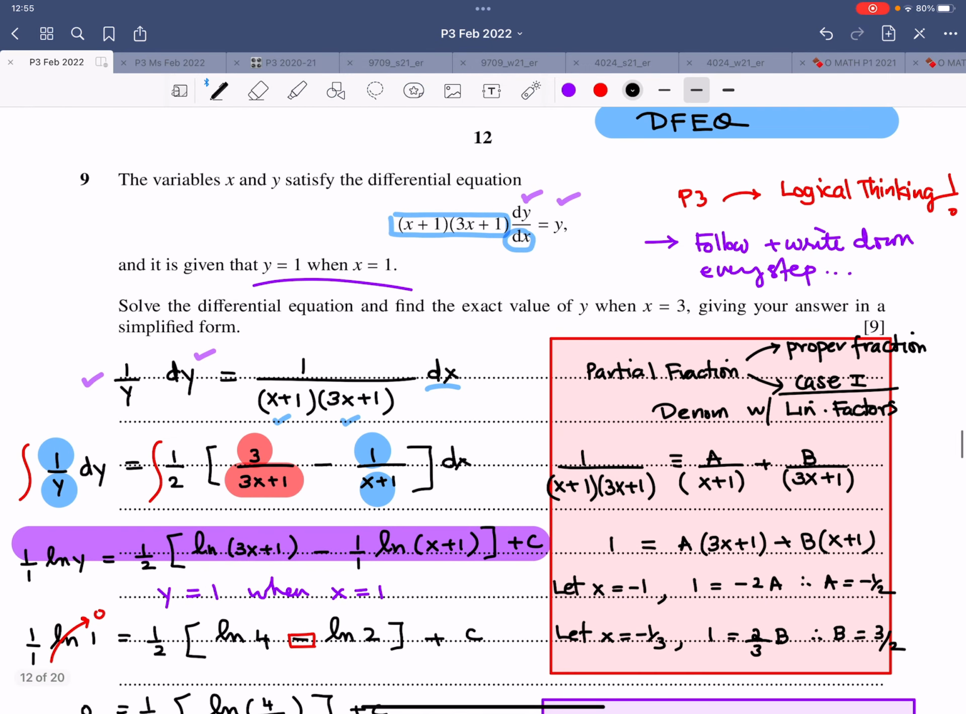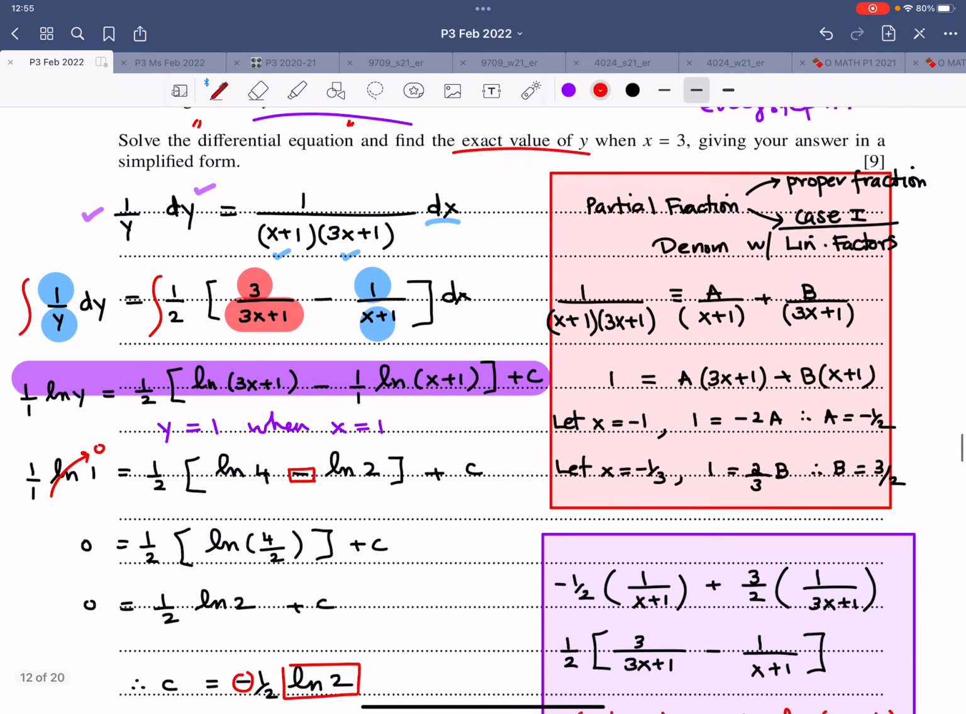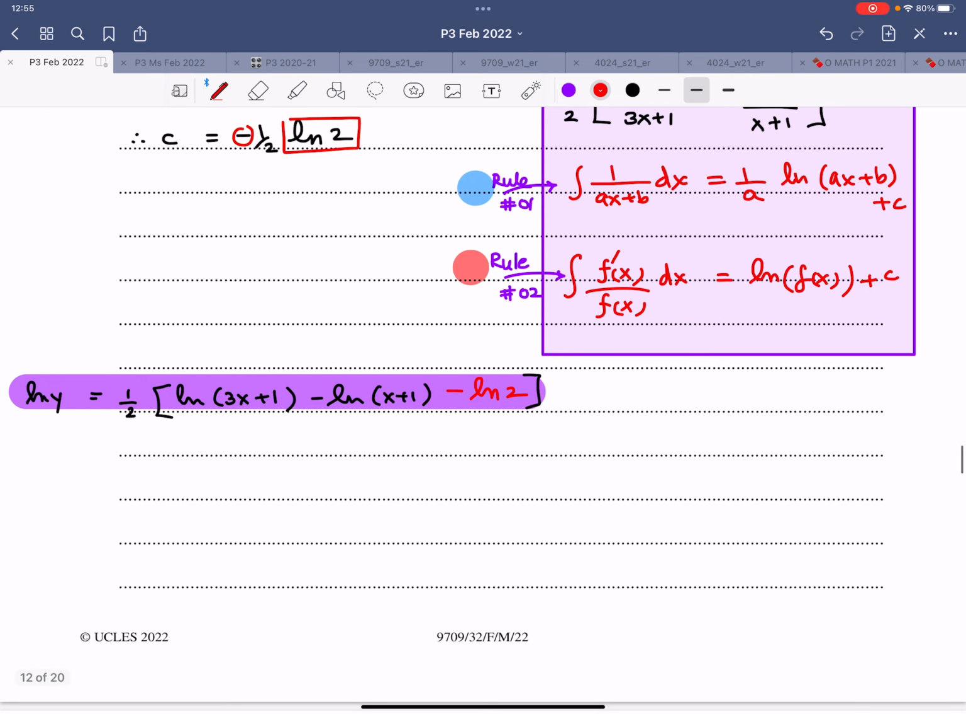Now do I need to solve the differential equation? Actually I've already solved it. The differential equation is solved. I don't need a particular format. I need the exact value of y when x is equal to 3. Now x is equal to 3, find the exact value of y.